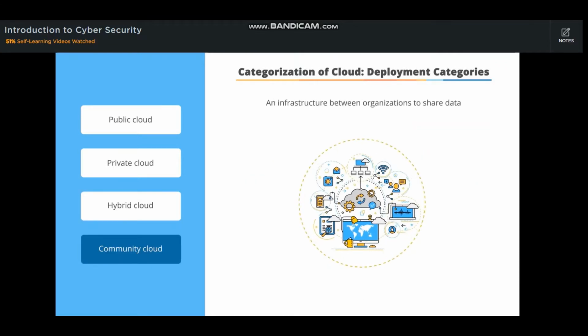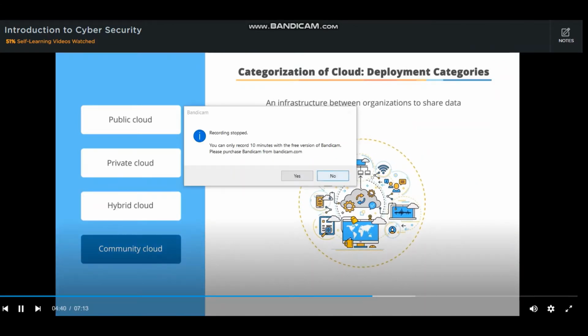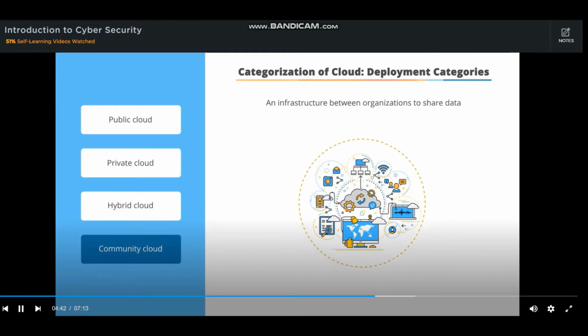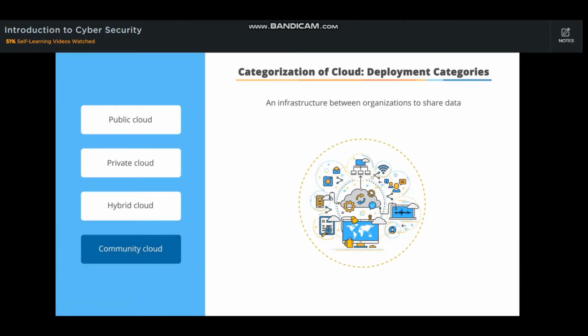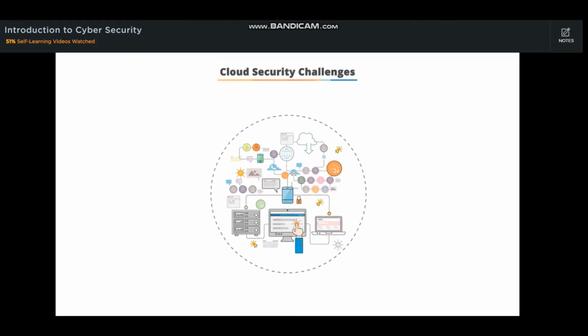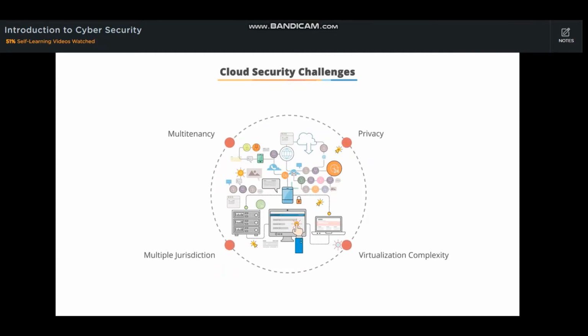A community cloud implies a collaboration between organizations, usually with shared data and data management concerns. A community cloud can belong to a government or to a single country. Community clouds can be located both on and off premises. Some cloud security challenges: multi-tenancy, privacy, multi-jurisdiction, and virtualization complexity.